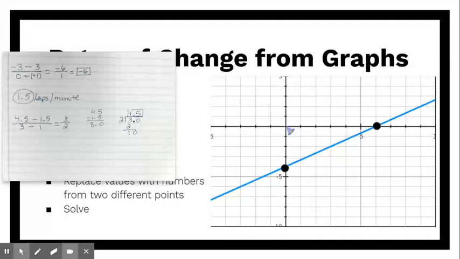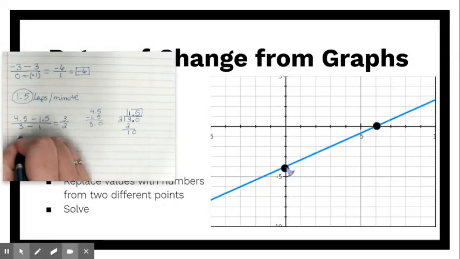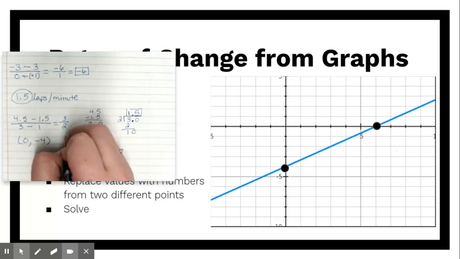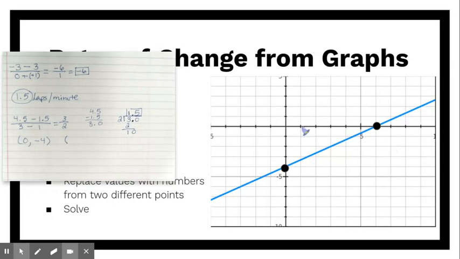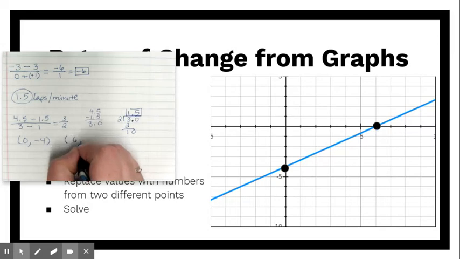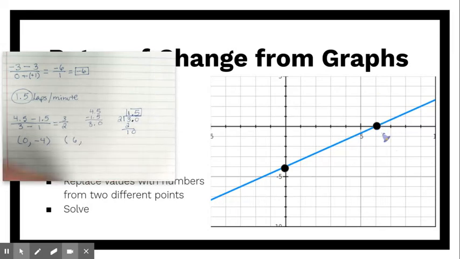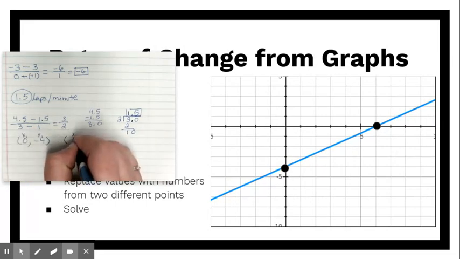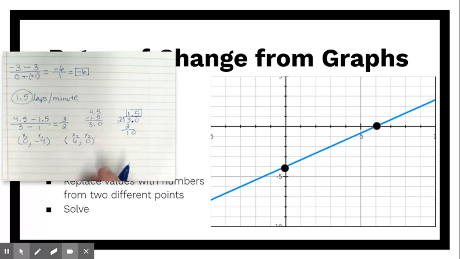So over, I didn't go over any for this one, so it's going to be 0. And then down how many? 1, 2, 3, 4. And if I went down, it's negative, because if you look, that's a -5 right there. Okay, so my point was 0, -4. At my second point, we count over 1, 2, 3, 4, 5, 6. So my next value is 6. And then we didn't go up any, so that would be 0.